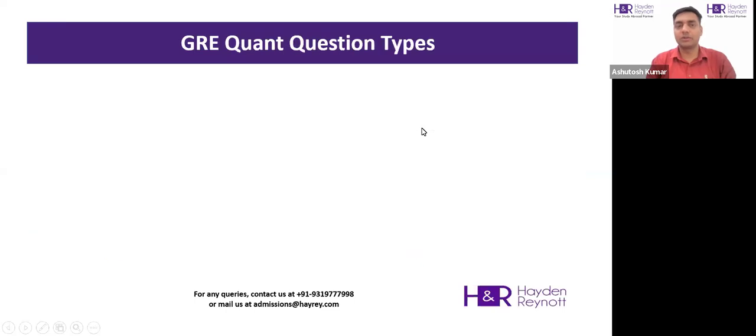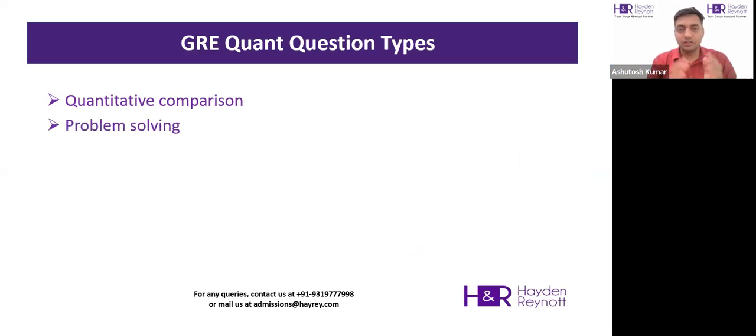Now we'll move forward to the question types that we'll get in the quant section of the GRE. In the GRE quant section, you get basically two types of questions. One is the quantitative comparison question, where you have to compare two quantities. We'll understand with an example also. The other is known as problem solving. In problem solving, we solve the question and give the answer, while in quantitative comparison questions, we don't solve and get the actual answer, we just compare the two quantities given there.